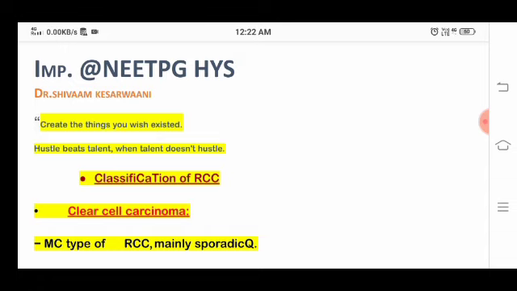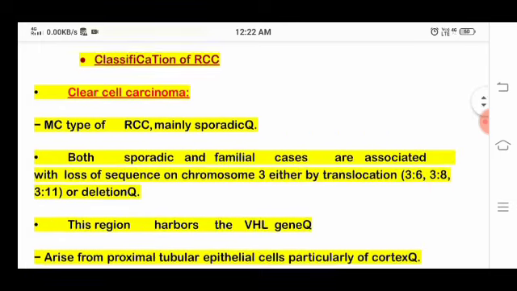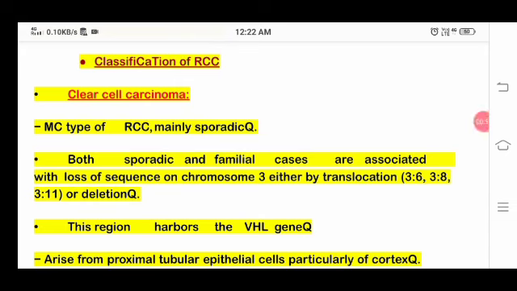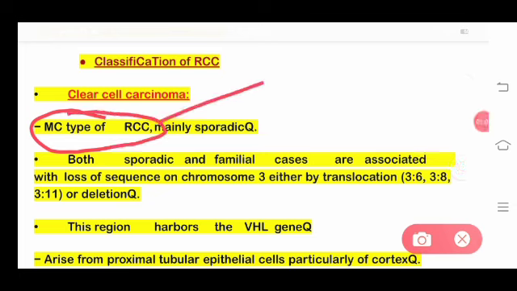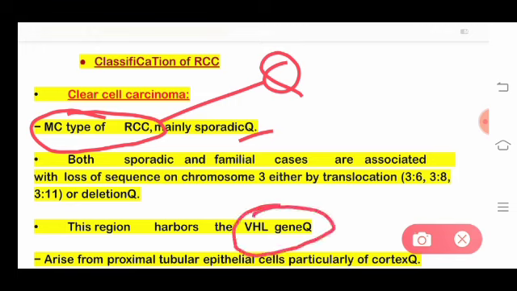Renal cell carcinoma is divided into different types. Among them, first we discuss clear cell carcinoma, the most common type of renal cell carcinoma. Due to your limited time, we will focus only on important questions. The most common type of renal cell carcinoma is clear cell carcinoma, which is mostly sporadic and harbors loss of the VHL gene. Another question: VHL gene loss is associated with the clear cell type of renal cell carcinoma.